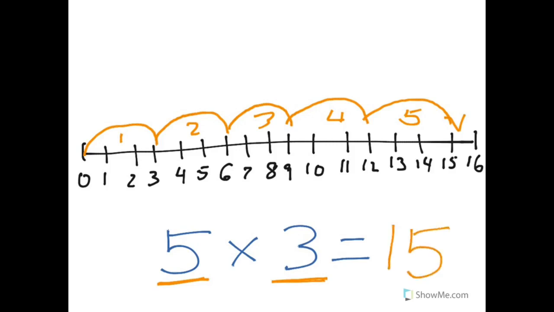So that is how you can use a number line to help you solve a multiplication problem. Just remember that the first factor, the first number in the problem, is how many groups or how many jumps you're going to make. The second factor is going to be how many pieces are in each one of those jumps.